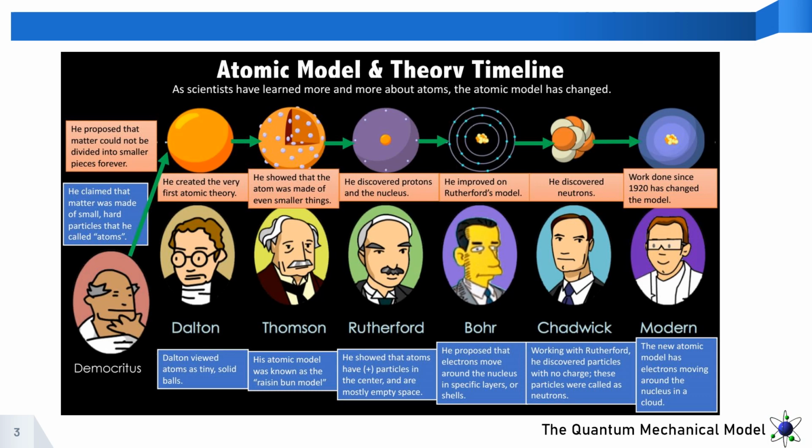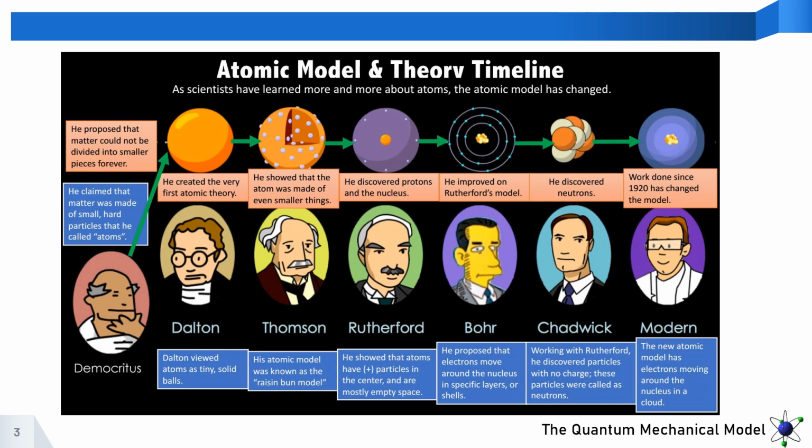He was followed by Thomson. Thomson's model was known as the raisin bun model, or also the raisin bread model. He showed that the atom was made of even smaller things. Next to Thomson is Rutherford. He showed that atoms have positive particles in the center. Rutherford also discovered the protons and the nucleus. After Rutherford, we have Niels Bohr. He proposed that the electrons move around the nucleus in specific layers or shells. He improved on Rutherford's model.